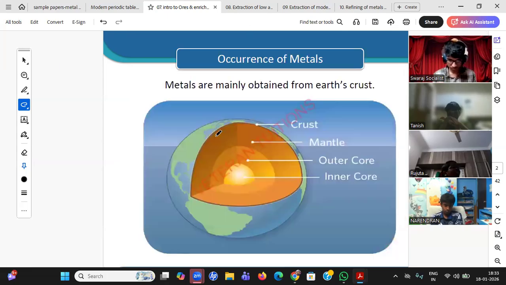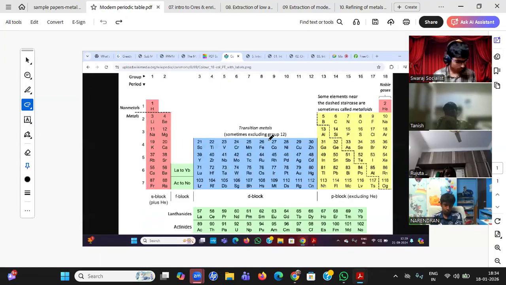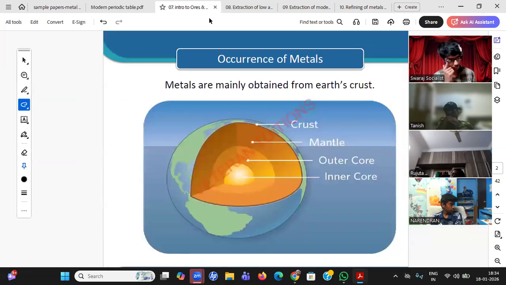So now the question comes, where are these metals found? We have seen many metals, right? These all: sodium, aluminum. Where are these metals found? Obviously, we have already discussed that metals are found in the crust. And what is the Earth's crust, student? From 0 to 80 kilometers, at the top. These metals are found there. How are they found?